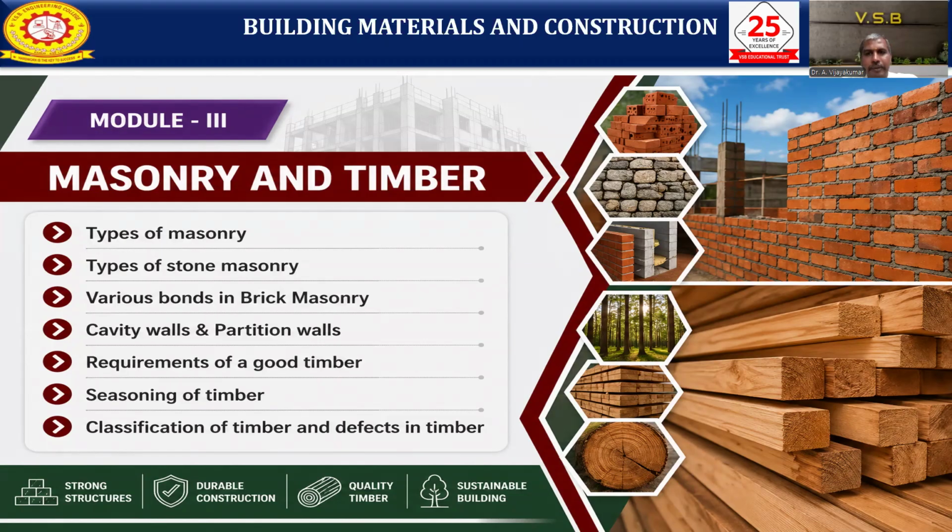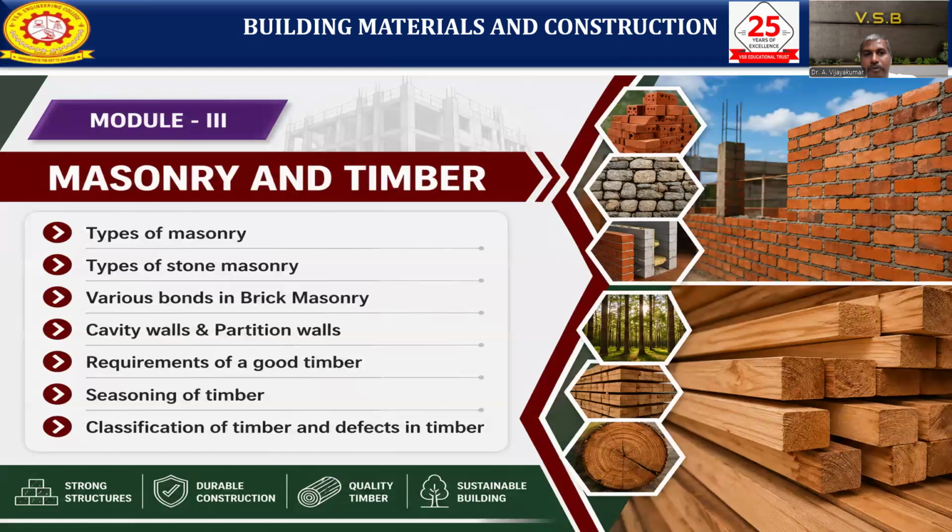Not only that, in brick masonry we have different types of bonds: the English bond, stretcher bond, header bond, Flemish bond. Various bonds are available. Those bonds we use for construction purposes. So for each and every bond, what are the uses, what is the purpose, and where we use it in civil engineering applications, that we are going to discuss.